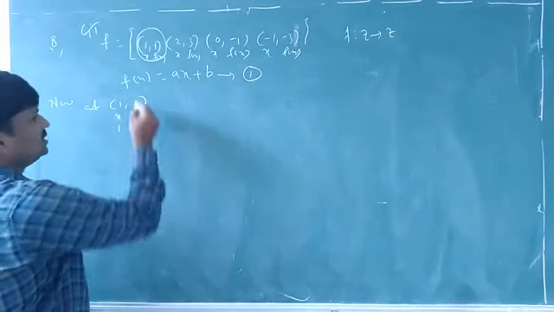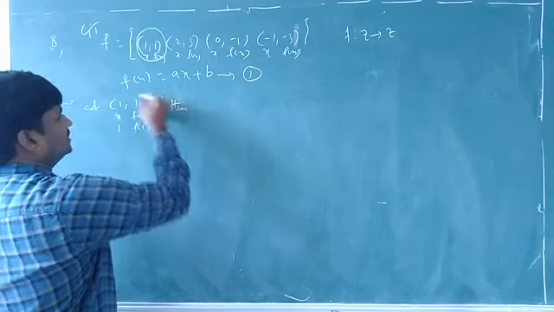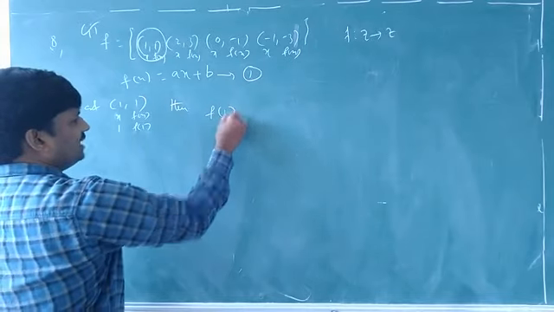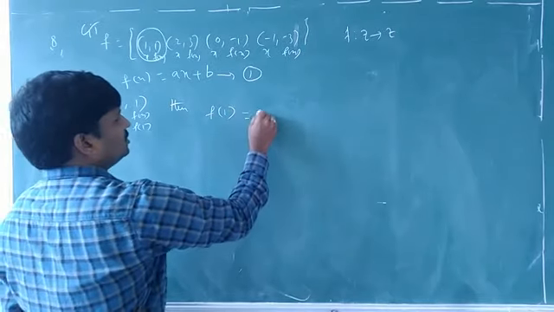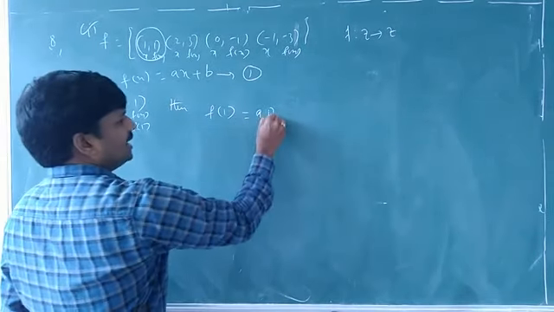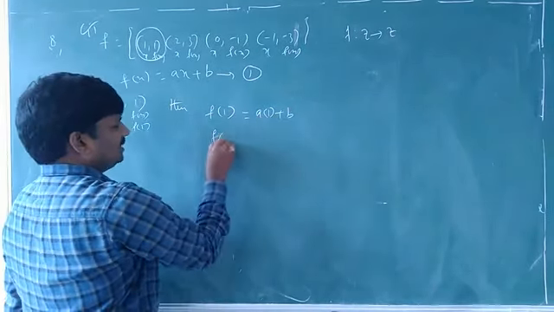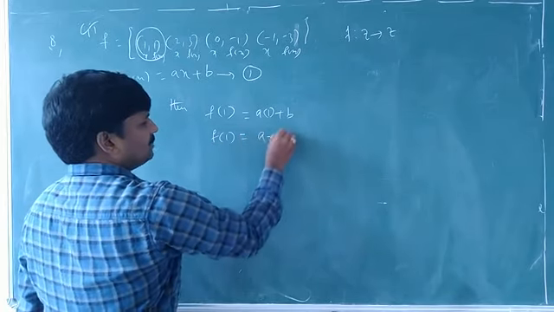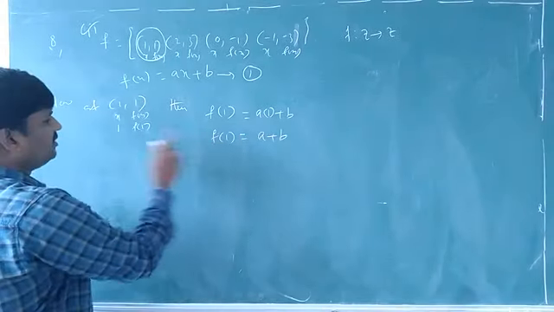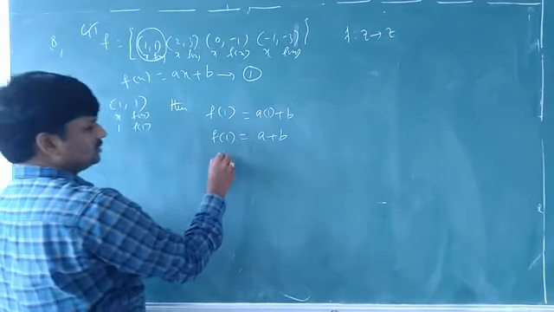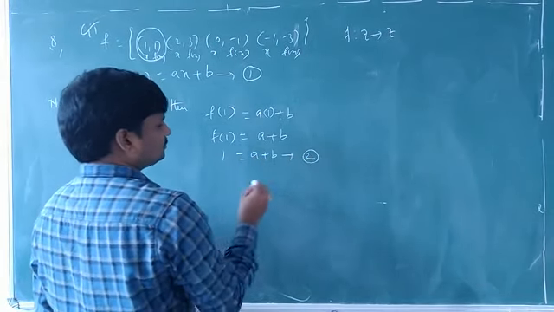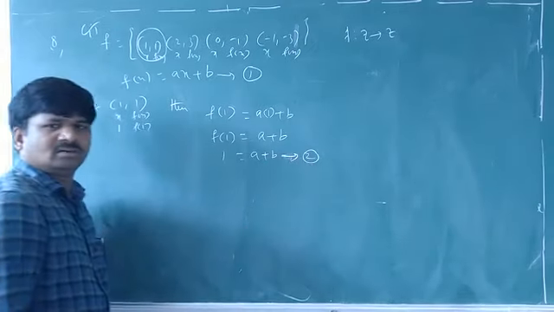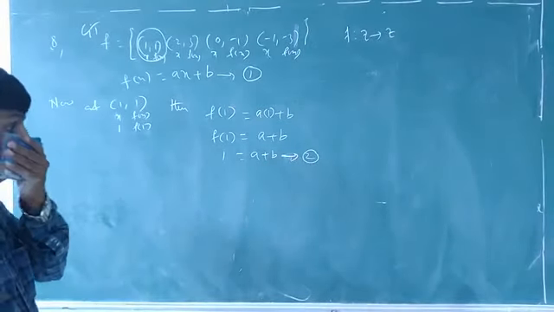Now substitute here. I am taking the x value as 1. F of 1 is equal to a into 1 plus b, so f of 1 is equal to a plus b. Clear? F of 1 value is 1 only. So 1 is equal to a plus b. Take this one as equation 2.